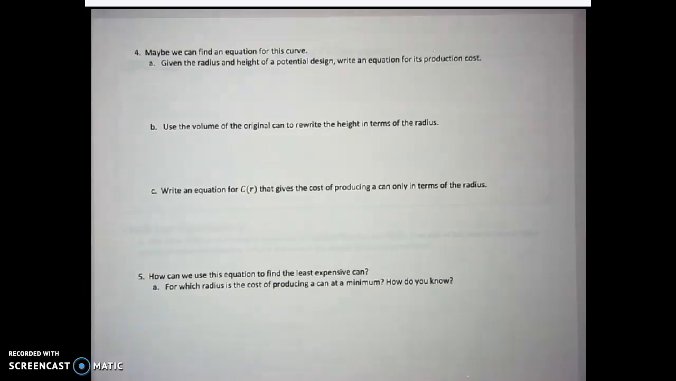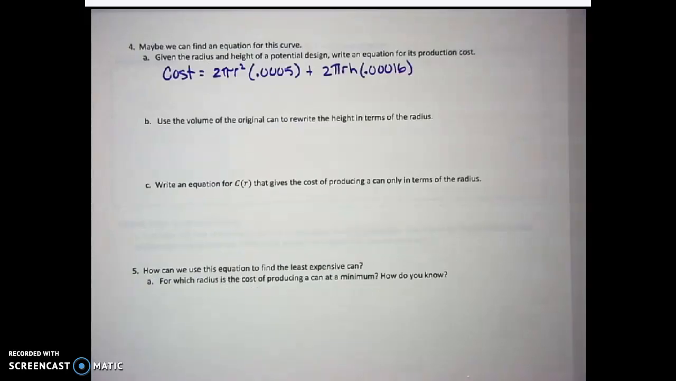Can we possibly find an equation for that curve? Given the radius and the height of a potential design, how could you write an equation for the production cost? Basically what we did was take the area of the top and the bottom, 2 pi r squared, times that cost, and then the area of the can itself, unrolling that cylinder into a rectangle, 2 pi r h, times the cost of 0.00016.